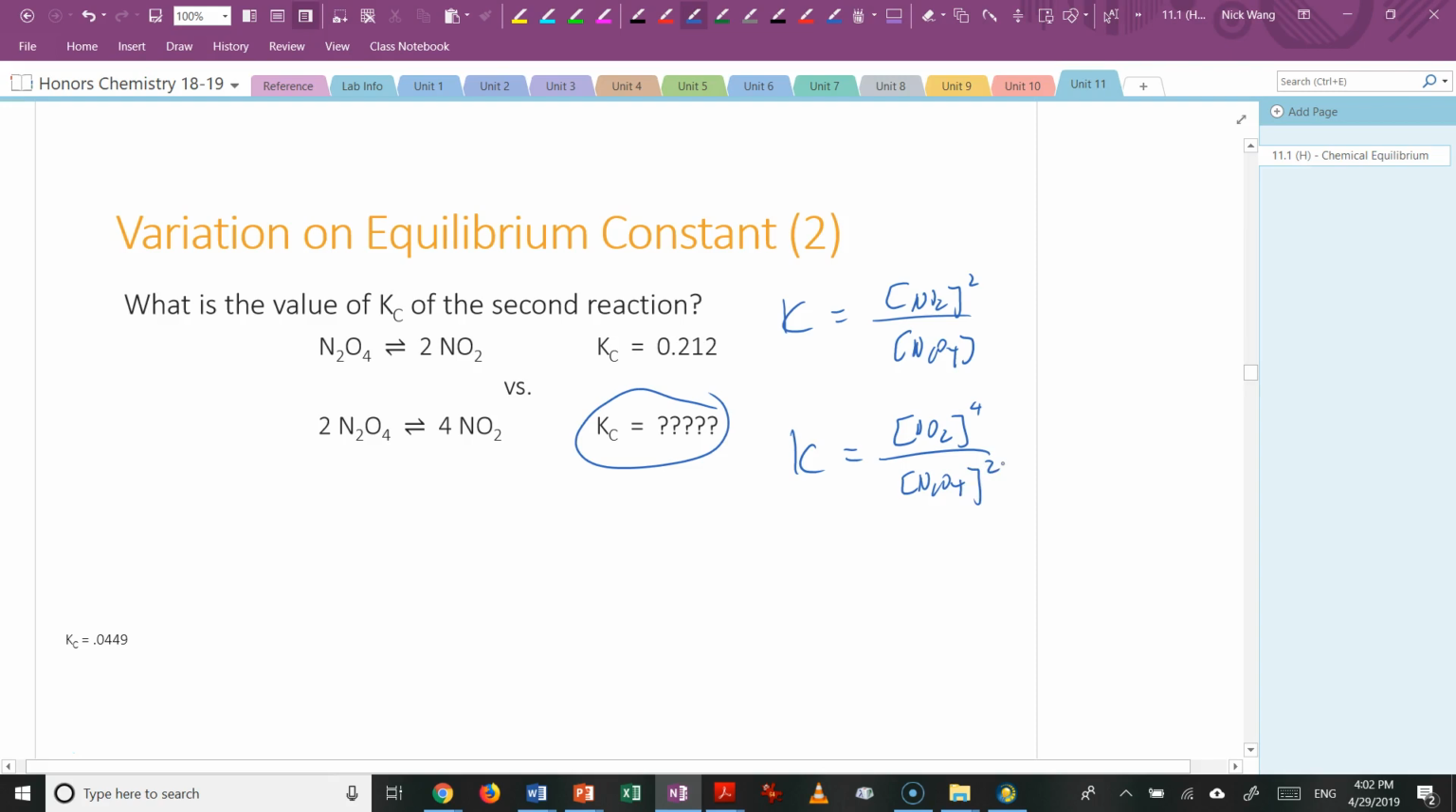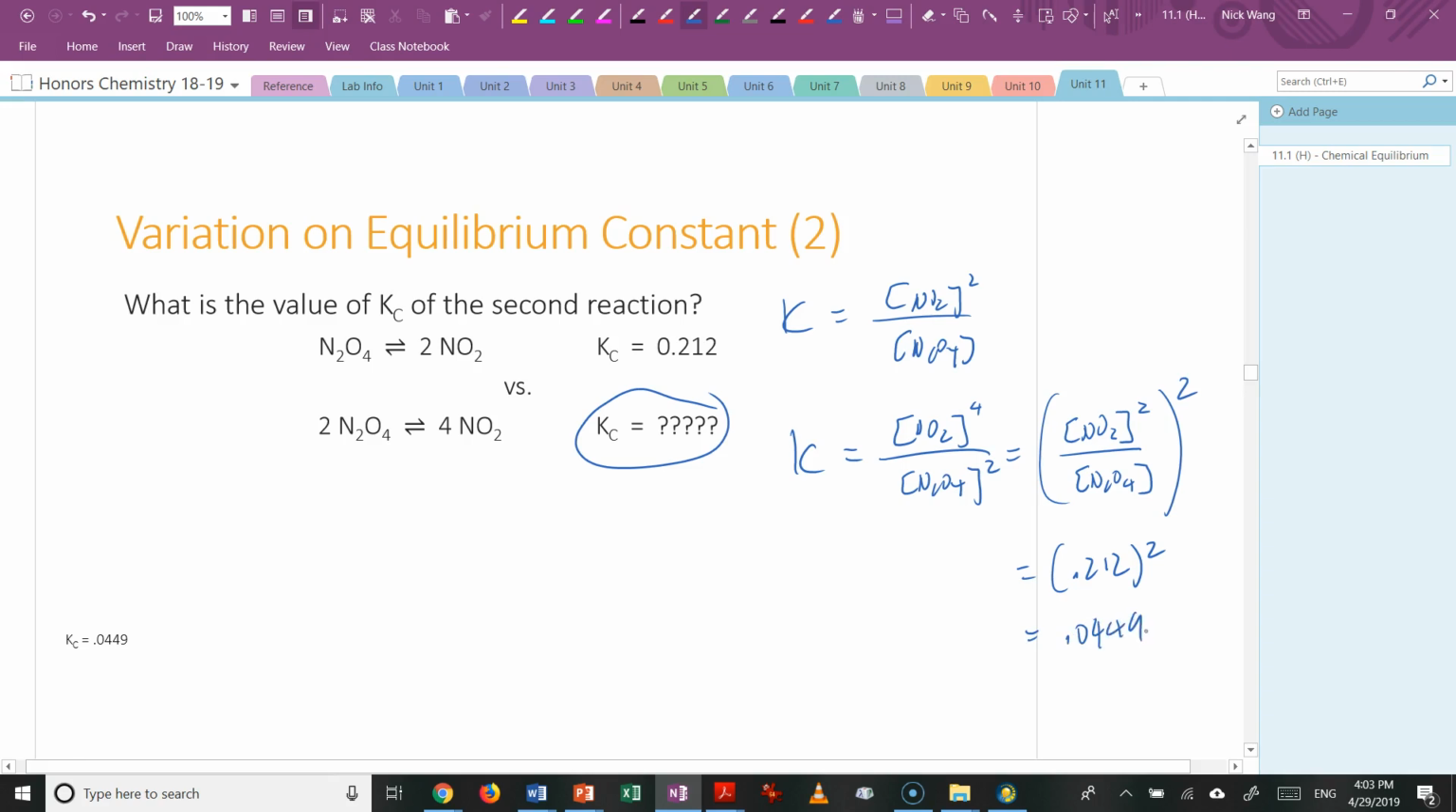If you notice, these are not exactly the same thing. But if I rewrite this, knowing that NO2 is on top and N2O4 on the bottom, I can rewrite this to look a little closer to what I have originally: NO2 squared divided by N2O4, and then this whole thing is squared, isn't it? Isn't that basically the same thing, just rewritten to match a little more closely? So if I know that NO2 squared over N2O4, this whole term, is equal to 0.212 squared, can I just plug that in there? Then that gives you a value of 0.0449.